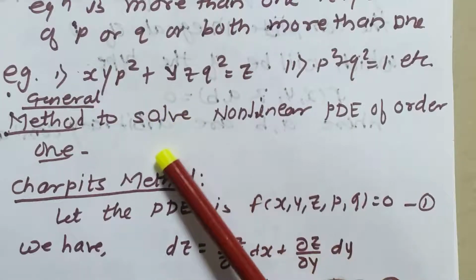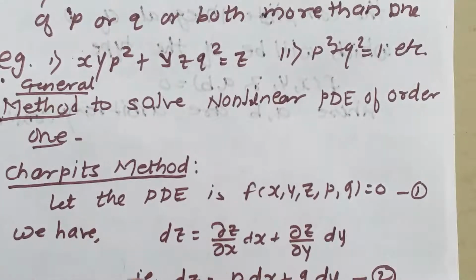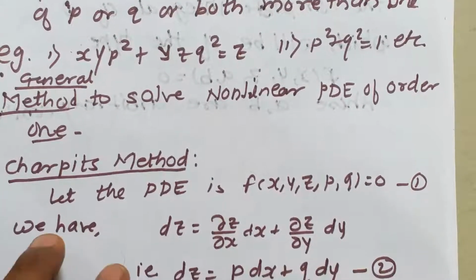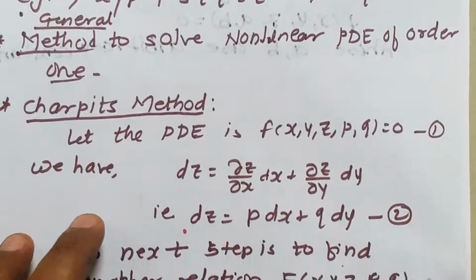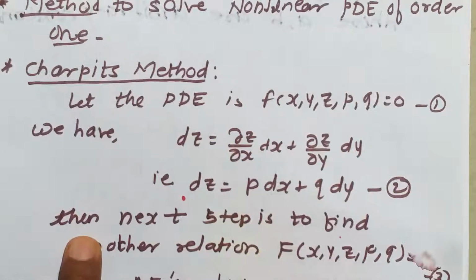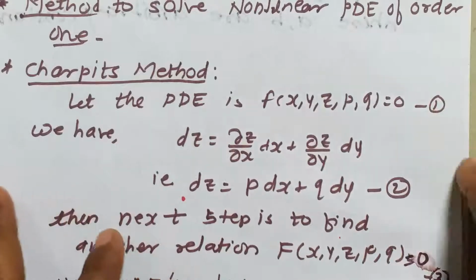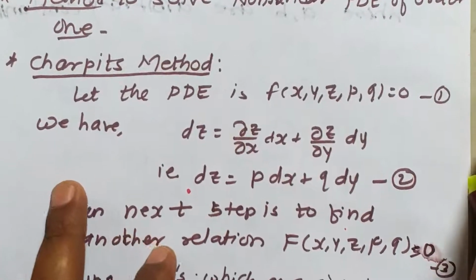Now we'll discuss the general method to solve non-linear partial differential equation of order 1. The name of the method is Charpit's method. So in this lecture we are going to discuss how to solve the nonlinear partial differential equation of order 1 using Charpit's method. Very first, in brief, I will explain how we do it in this method. The problems of Charpit's method are not that easy. There are various sub cases also.